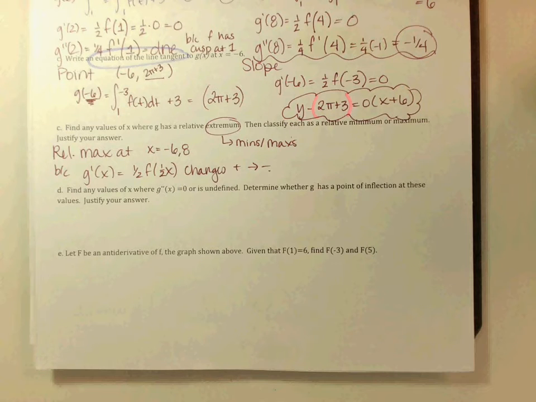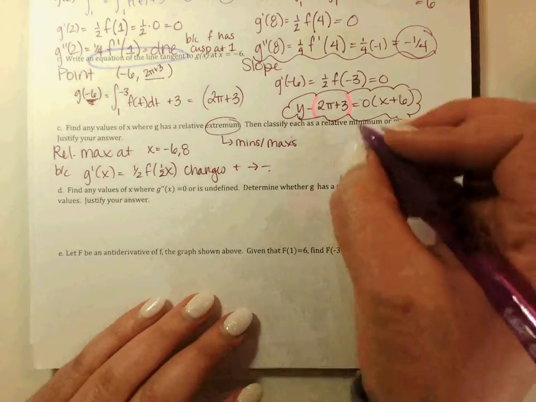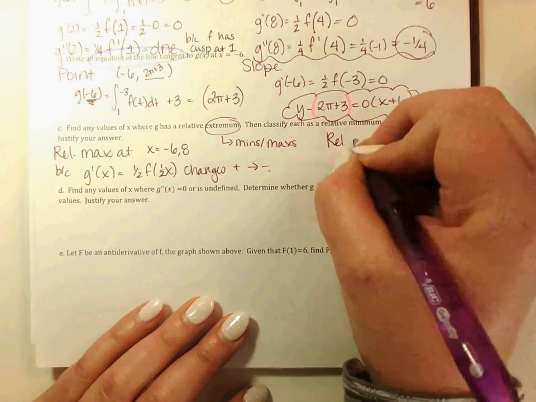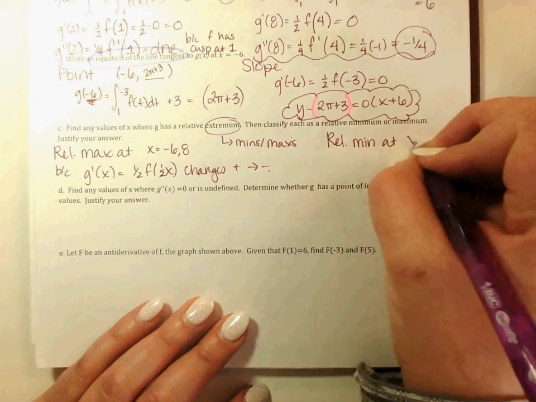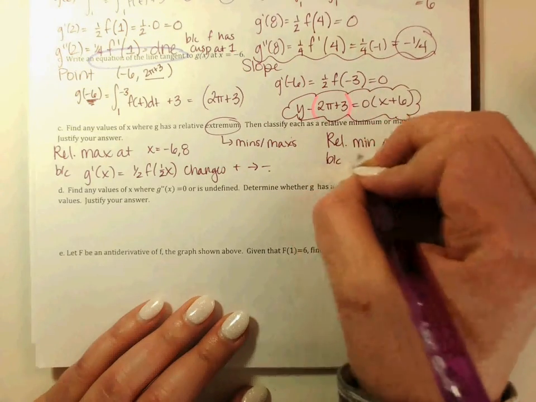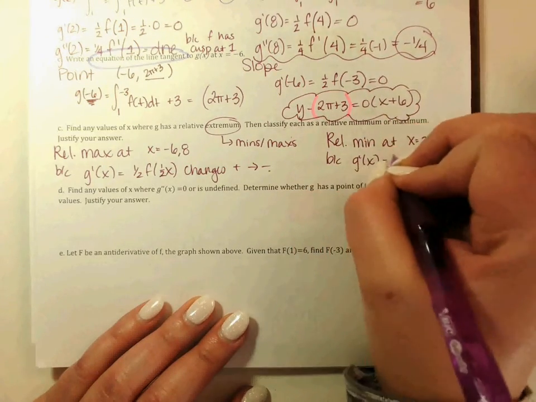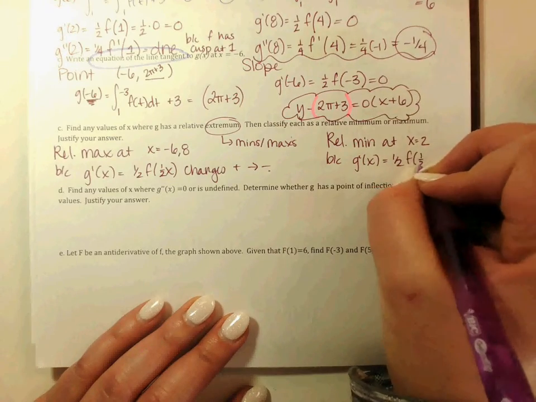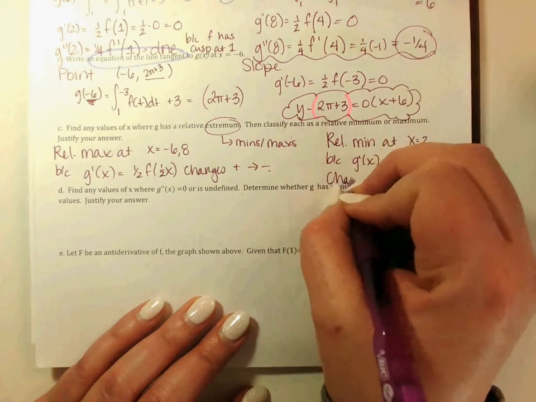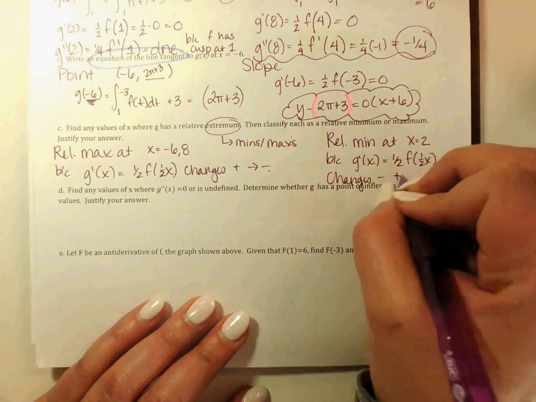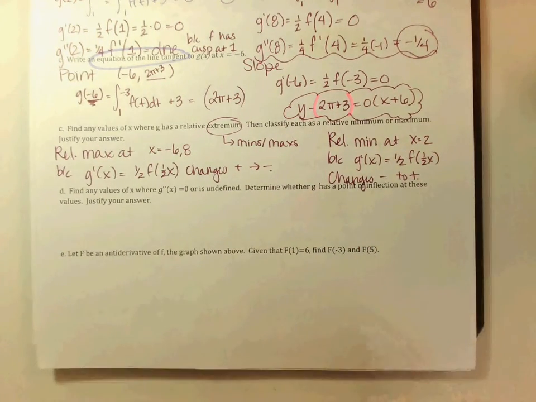Where will I say I have a relative min if it happens at 1? 2. Because g prime, which is a half f of a half x, changes negative to positive. Make sense? Okay, mark your points of inflection.